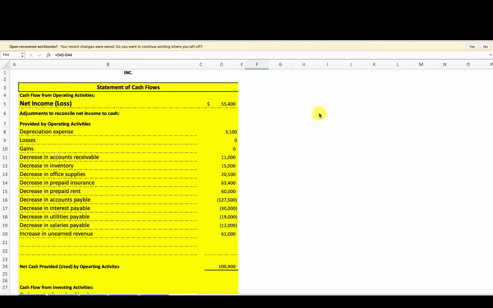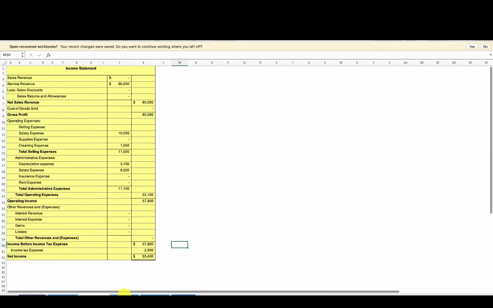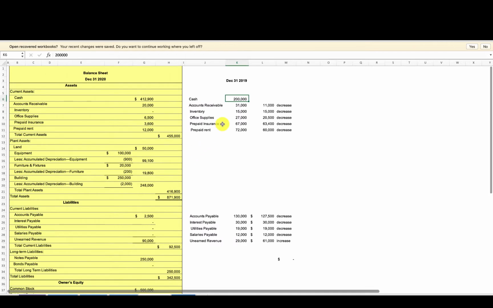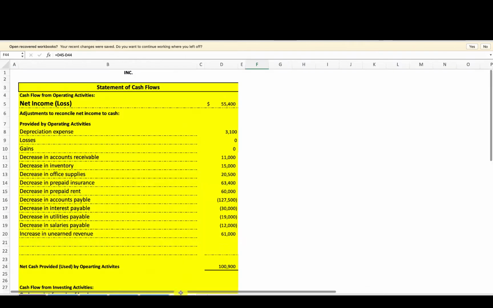In this video, we're going to continue and complete the cash flow statement. We've already done the income statement, we've done the statement of retained earnings, and we've done the balance sheet. And now we're going to complete the cash flow statement.